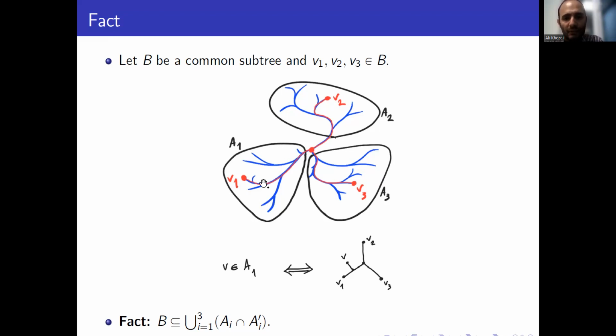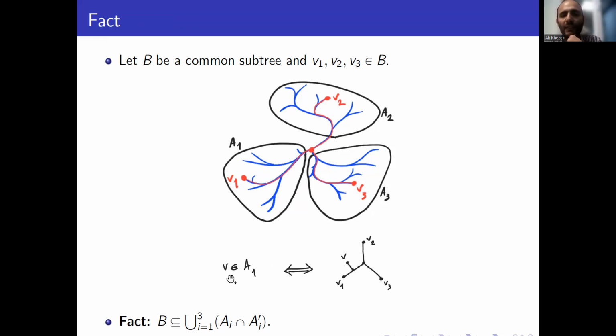The point of this branching is that if you pick another vertex, for example this one, which is in A1, so if we pick a vertex in A1, then the tree induced on the 4 vertices looks like this, which means that we have a star and we have attached V to this edge adjacent to V1. So if V is in A2, V should be attached to the middle of this edge and so on.